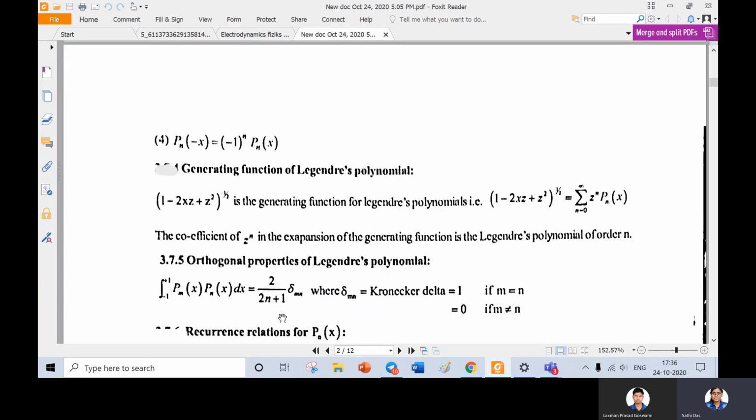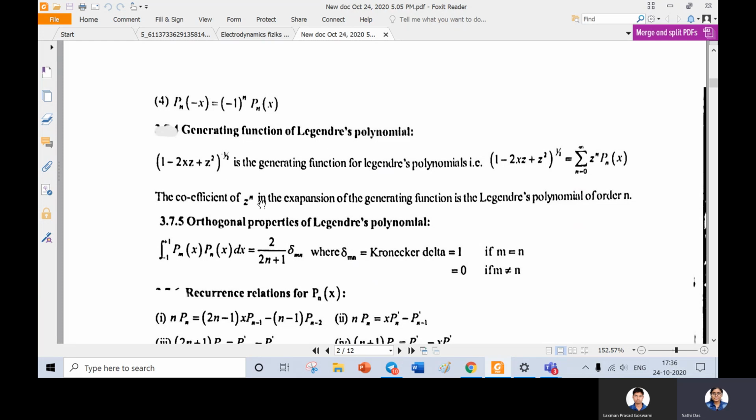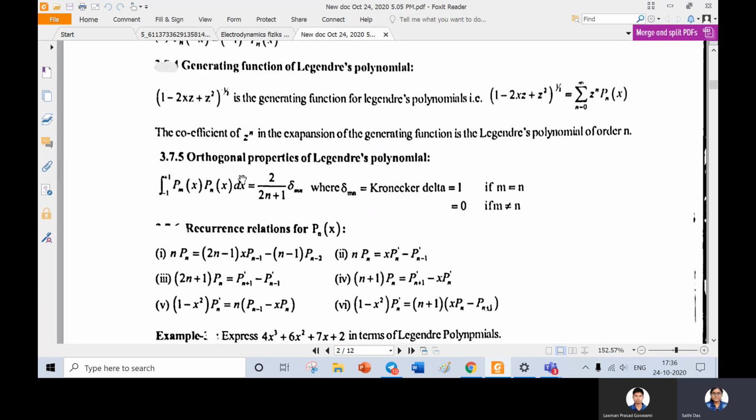And the generating function of the Legendre polynomial is (1 minus 2xz plus z square) to the power minus half. It is the Legendre generating function, which can be written as the sum of n equals 0 to infinity of z to the power n Pn(x). The coefficient of z^n in the expansion of the generating function is the Legendre polynomial of order n, and they satisfy a very important property called orthogonality, which is the most important property for your problems also.